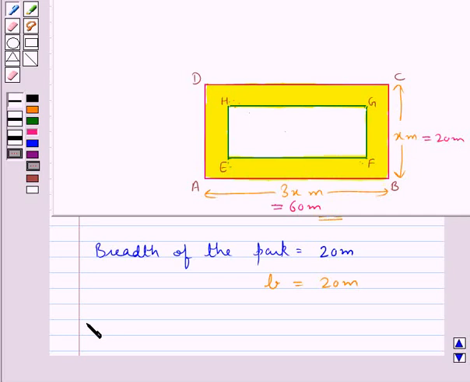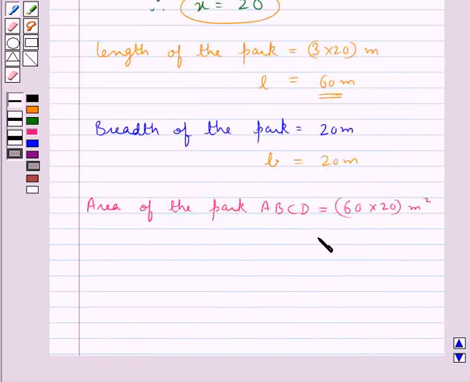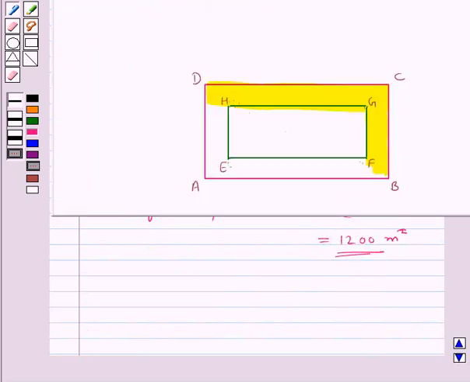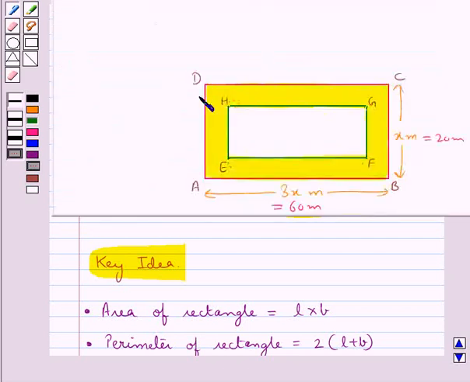Now, area of the park ABCD would be equal to 60 into 20 meter square, that is equal to 1200 meter square is the area of the park ABCD. As given in the question, a path 5 meters wide runs inside the park along its boundary, that is, we have taken this shaded portion as the path and it is 5 meters wide.